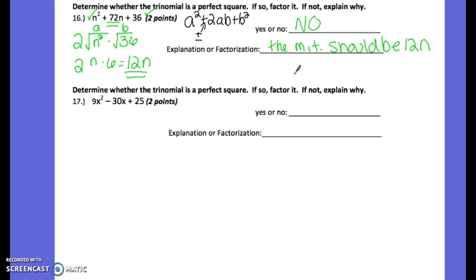Let's try number 17. Is 9x squared a perfect square? Absolutely. What is the square root of 9x squared? You could even say a equals the square root of 9x squared, which equals 3x.